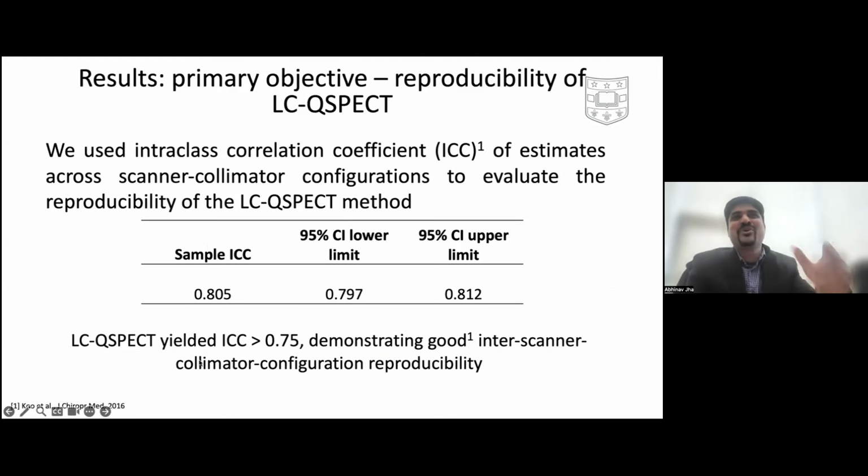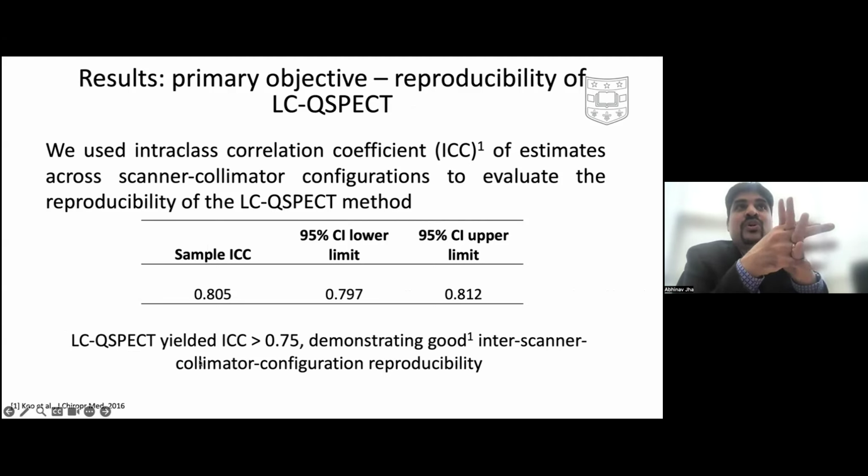This is what I want you to do to convince you and my clinical trial folks that we should do this, which is looking at intra-class correlation coefficient of estimates of activity uptake obtained using our LCQ SPECT technique, and you can see it's only on LCQ SPECT. What we did was that we got the estimates and we got the confidence limits on those estimates, both the 95% upper and lower limit.